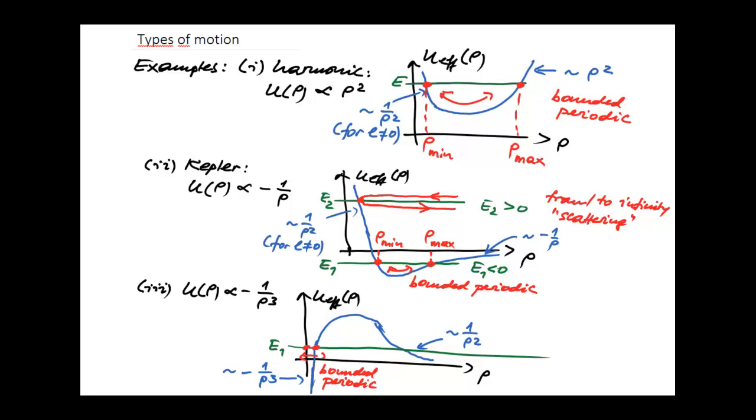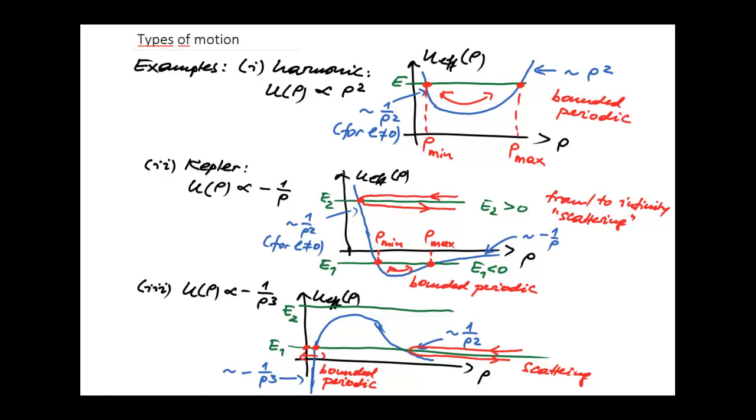If, on the other hand, the distance initially is large, so we are on the right side of that hump, then we will see scattering. So then we will see a body coming from infinity, turning around, going back to infinity. And then there's yet another scenario where we have a total energy, E2, which is higher than the peak of that hump.